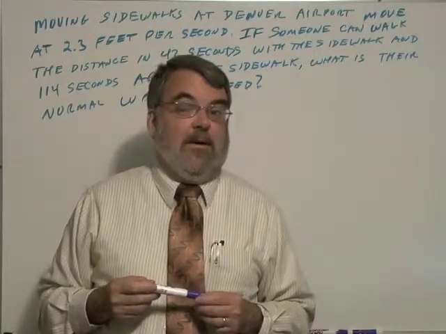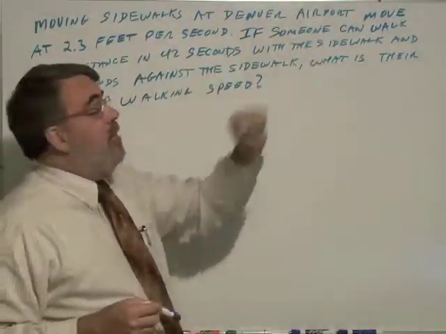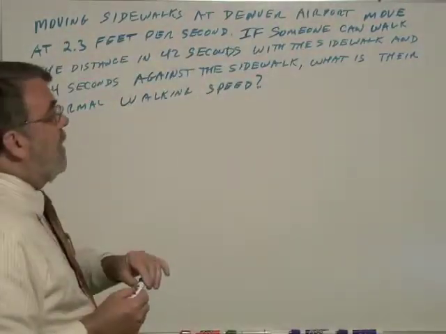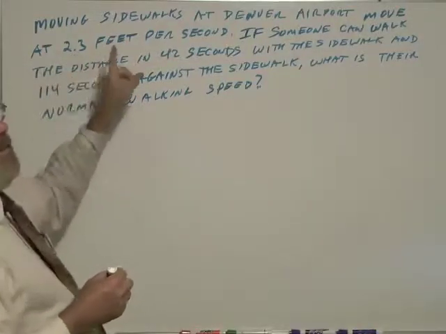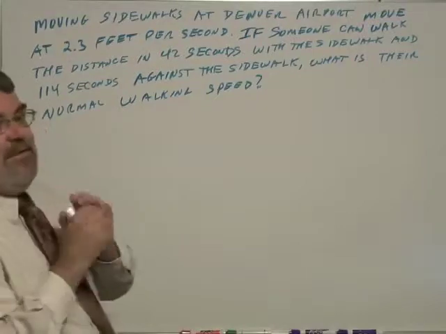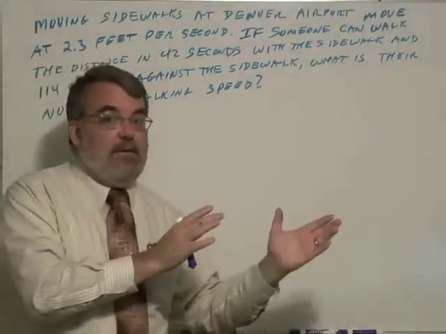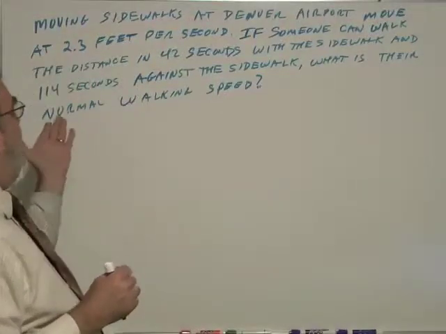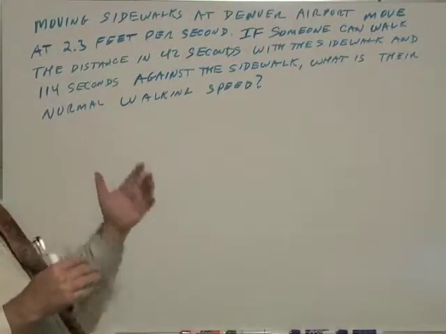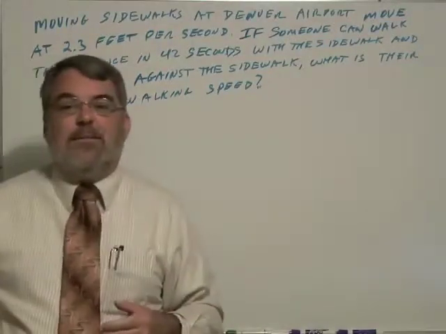Let's read through this rate, time, and distance problem. Moving sidewalks at Denver Airport, that's Denver International Airport in Colorado, move at 2.3 feet per second. Now, if someone can walk the distance of the sidewalk in 42 seconds when they're walking with the sidewalk, and if it takes them 114 seconds walking against the sidewalk, what is their normal walking speed?